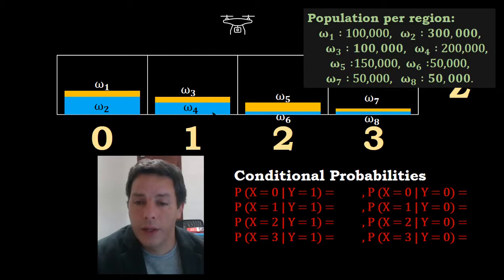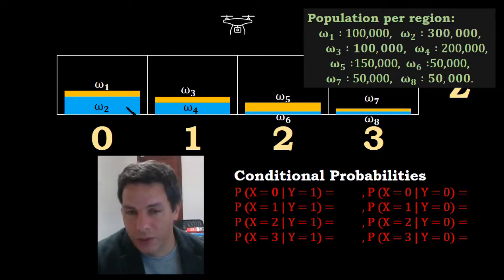So, given that we know it landed in a coastal area, what's the probability that it landed in region 0 or region A? Well, that's the probability for omega 2 over the probability for all the coastal areas. The probability for omega 2 is 300,000 or 0.3, and we divide 0.3 by 0.6, and that's 0.5. So the answer to the first question is 0.5. If you see all these blue bars and put them one on top of each other, you will see that omega 2 occupies half of the space. So it makes sense that the probability is 50%.